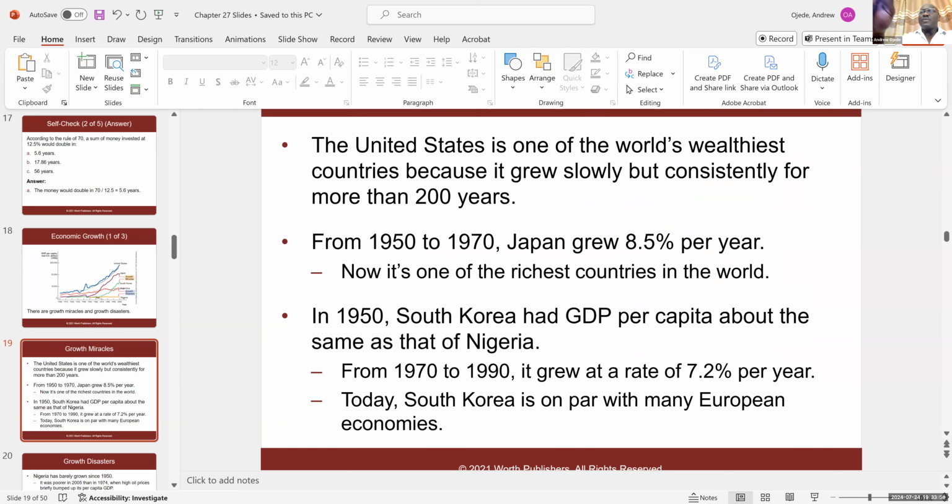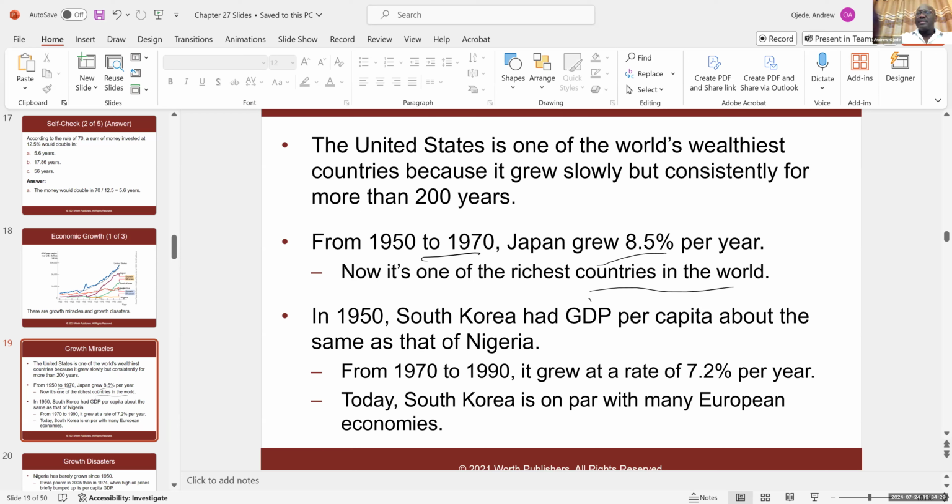So the United States is one of the world's wealthiest countries because it grew slowly, but consistently, for more than 200 years. Even though America has been averaging a growth rate of 2%, we were able to sustain that growth for a long period of time. That is what makes us one of the wealthiest countries on earth. In the case of the Japanese, from 1950 to 1970, Japan grew at 8.5% per year. Now it's one of the richest countries in the world.